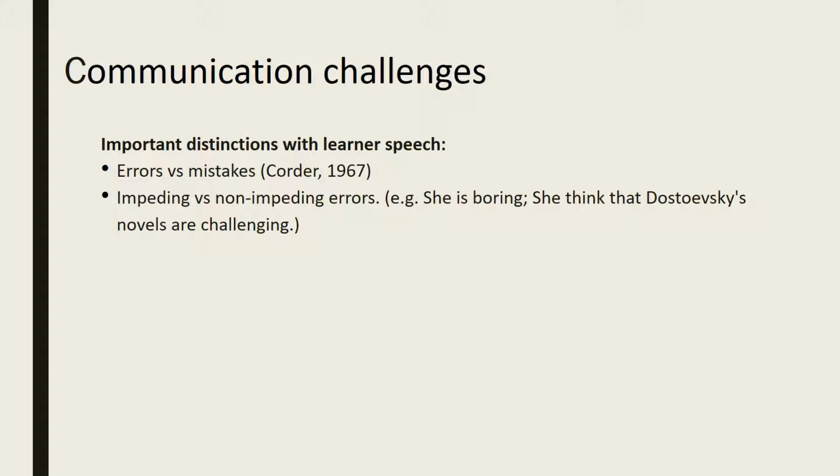An example of a non-impeding error would be the sentence, "She think Dostoevsky's novels are challenging." In this case, although there is an error with verb conjugation, a missing plural s, we understand and might actually even agree with the speaker. The takeaway on this point is that impeding errors are probably worth pointing out, while non-impeding errors can be left alone.